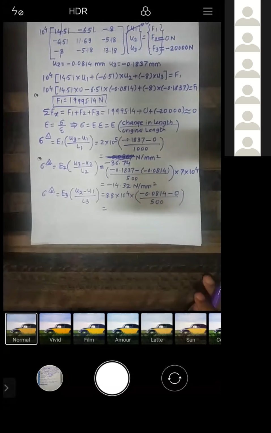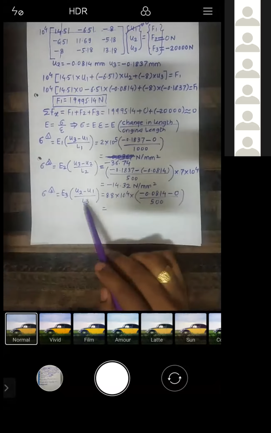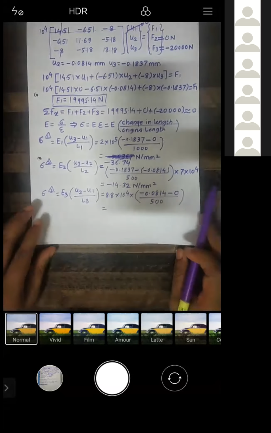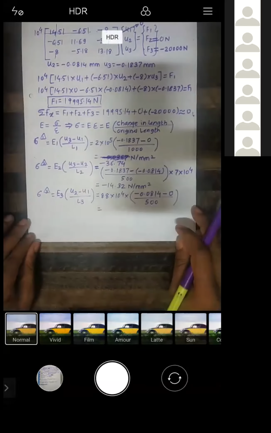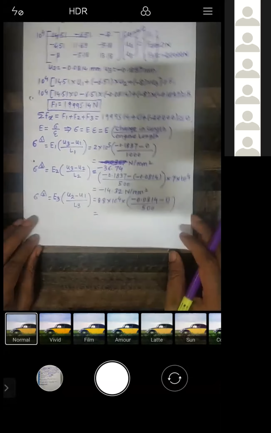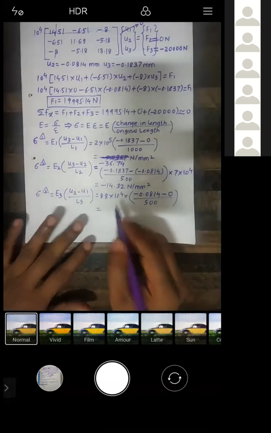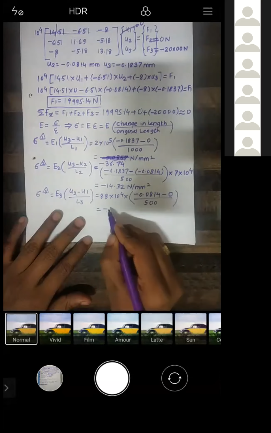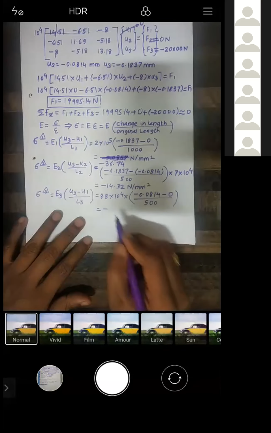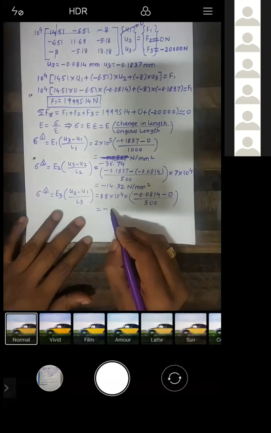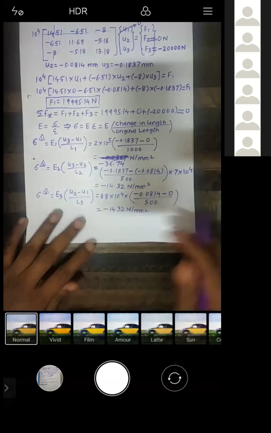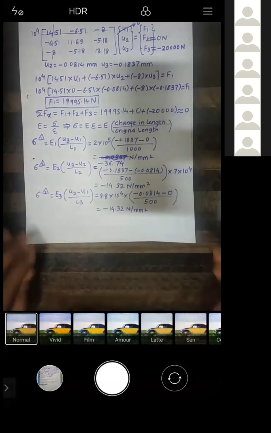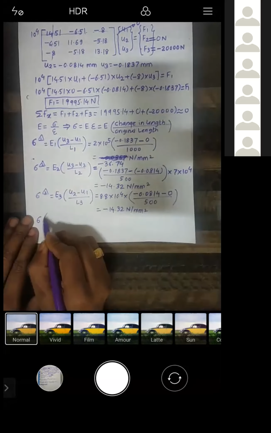Just calculate this value. See, the lengths of element number 2 and 3 are the same, that is 500. Just let me know how much you're getting. Minus 14.32. Again you're getting the same value. For element number 2 and 3, just check all of you, you're getting the same value. Yes, sir.